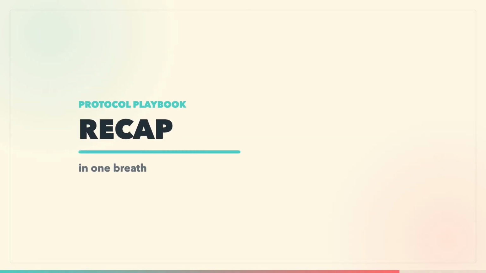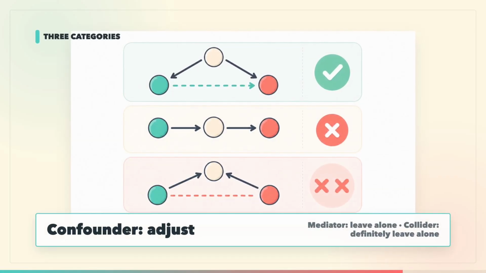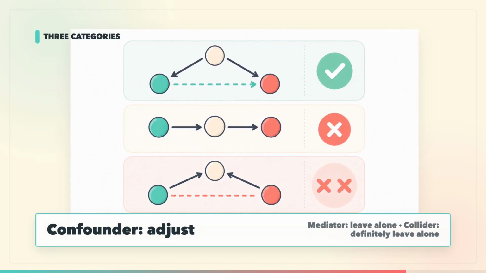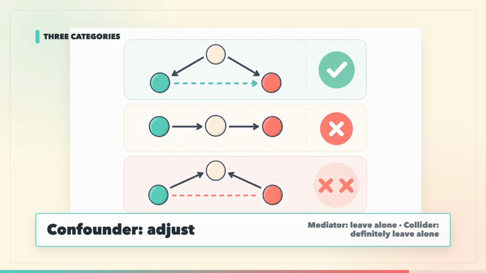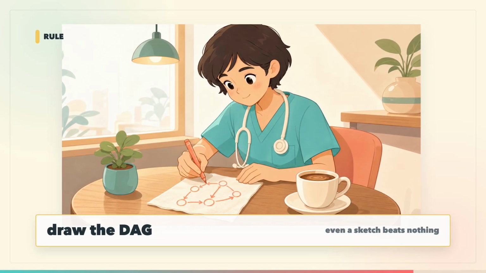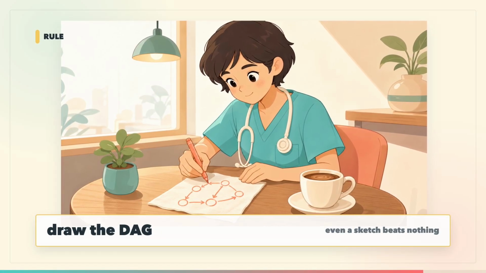Recap in one breath. Every variable in your model is one of 3 things. Confounder, adjust. Mediator, leave alone. Collider, definitely leave alone. If you can't classify every variable in your analysis, you don't have an adjustment strategy. You have a hope. Draw the DAG. Even a sketch on the back of a notebook beats no DAG at all.